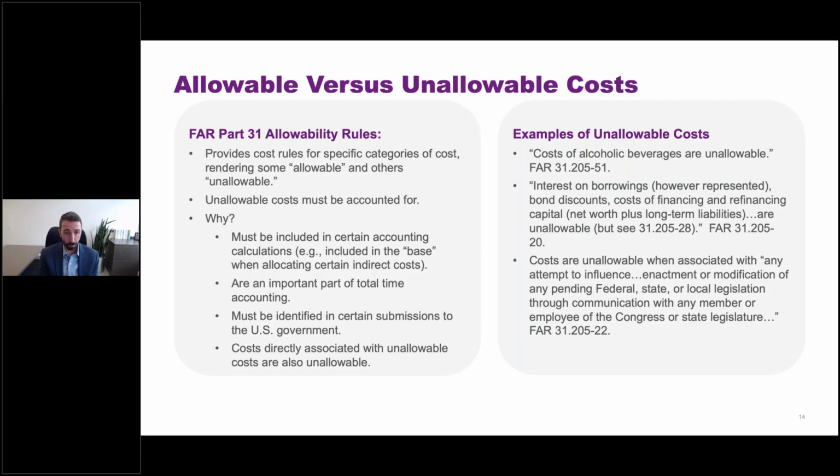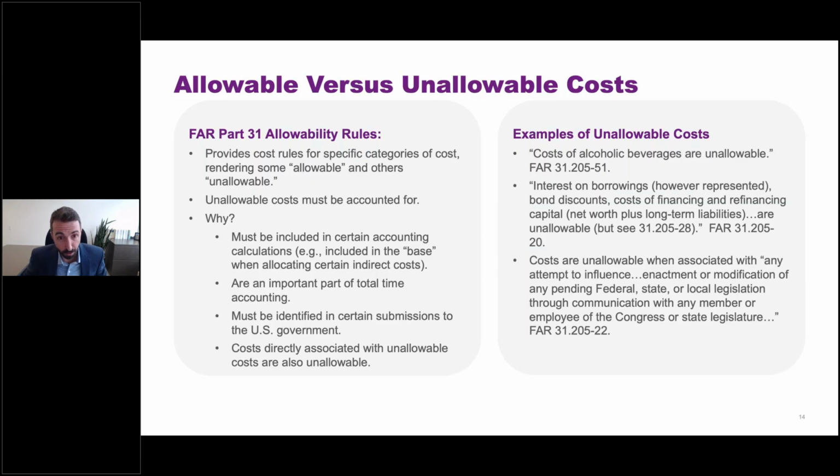You want to account for both your allowable and your unallowable costs. Why? Because your unallowable costs are important for accounting purposes. You might need to include them in a base when you're distributing your indirect costs so that they get their burden of indirect costs. It's an important part of total time accounting if you are using total time accounting, and you don't have to, but a lot of companies do. Sometimes you actually specifically need to identify them for the government. There can be cases where you need to do that. So you want to track what costs are both allowable and unallowable.